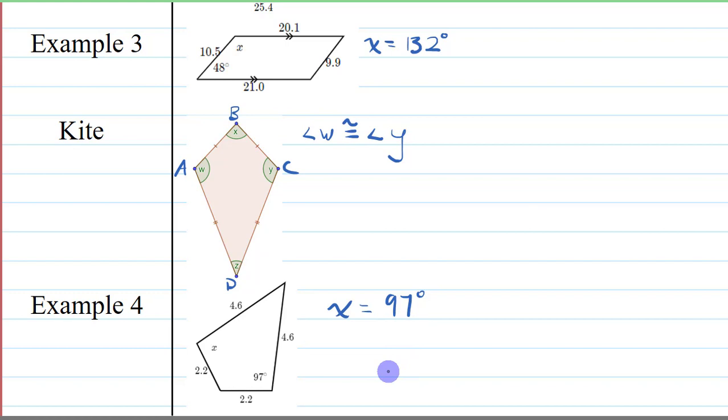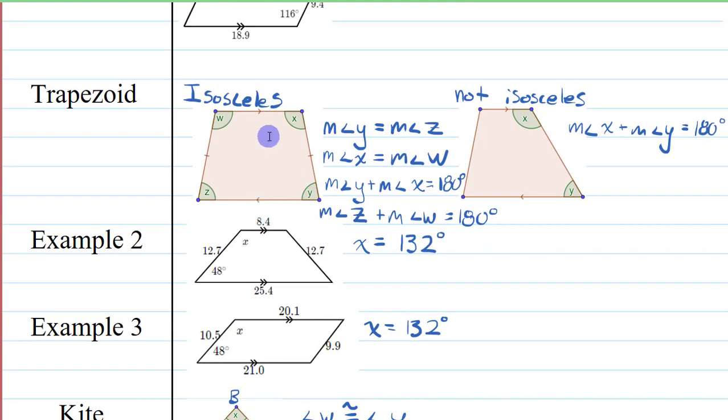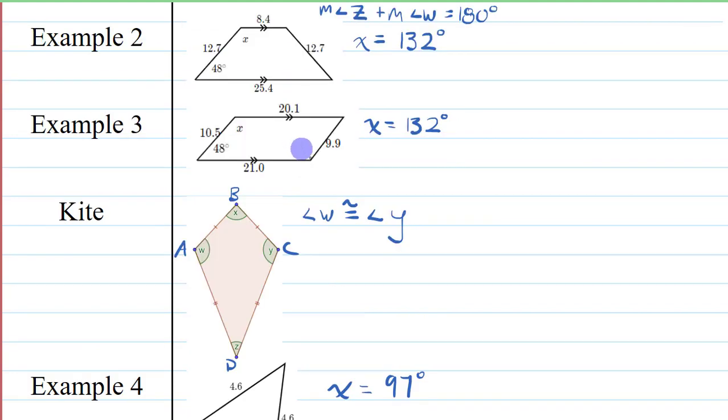Please write your summaries on the back. You can talk about how to identify kites, how to identify trapezoids, the difference between isosceles and not isosceles. Oh, by the way, I don't even know if I mentioned this, but isosceles trapezoids have this tick mark here and here, whereas not isosceles trapezoids don't have that tick mark. That was the main difference. I put it in the notes, but I forgot to talk about it.